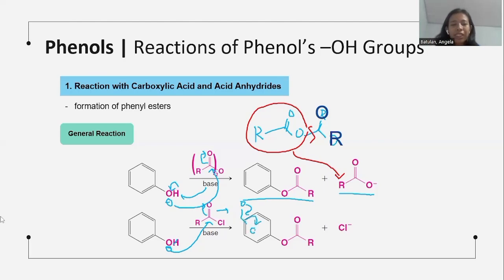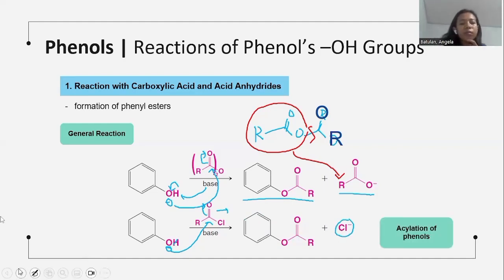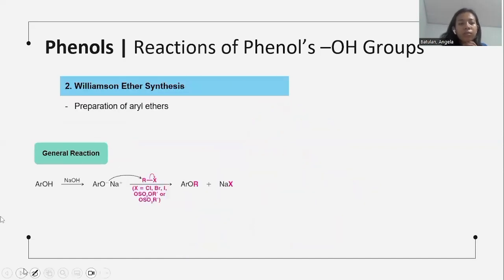Naiintindihan mo. Sorry. So, ayan. Maglilib na si Cl. So, ang matitira, ito na lang, yung ROOR tsaka yung phenyl group. Tapos ito yung leaving group natin, si chlorine. Which is also called as acylation of phenols. So, second naman is Williamson ether synthesis.